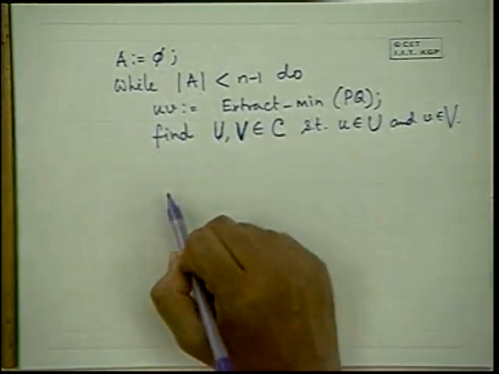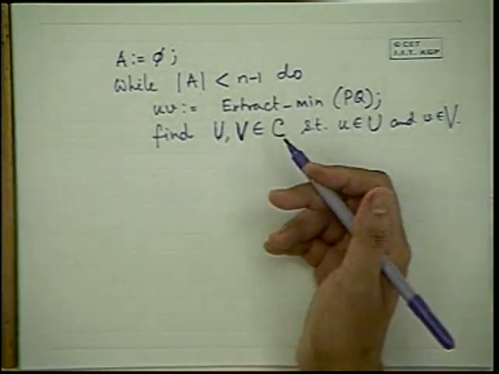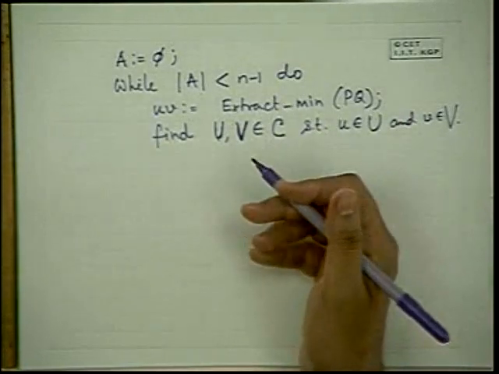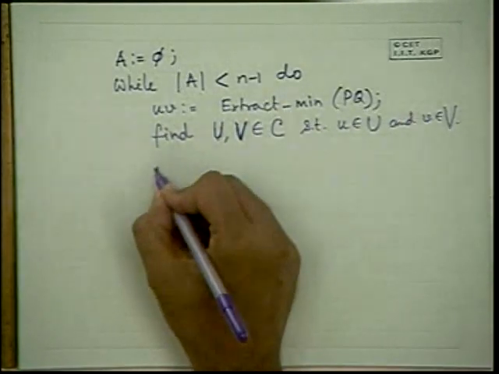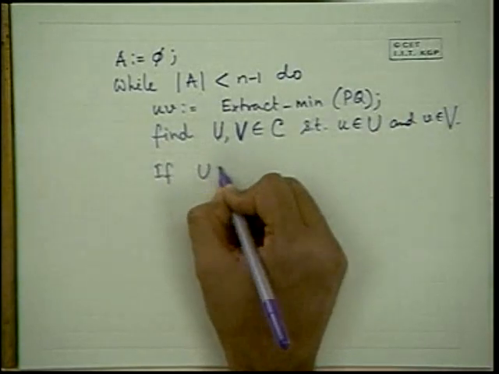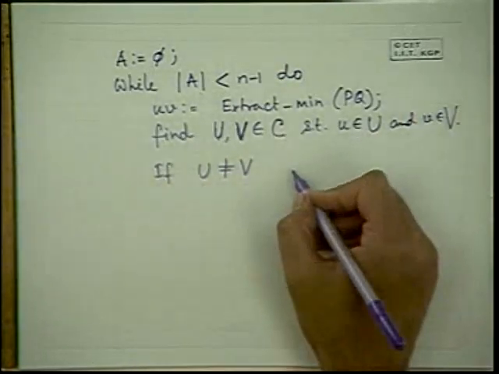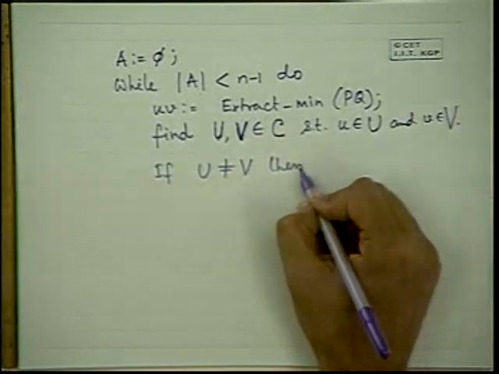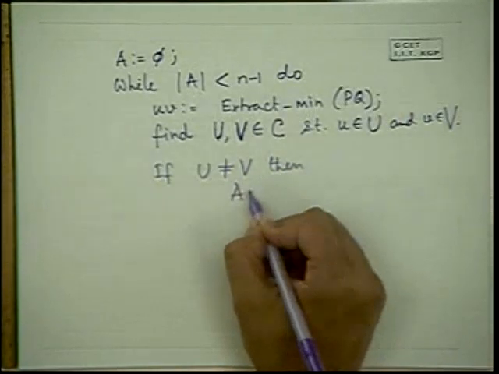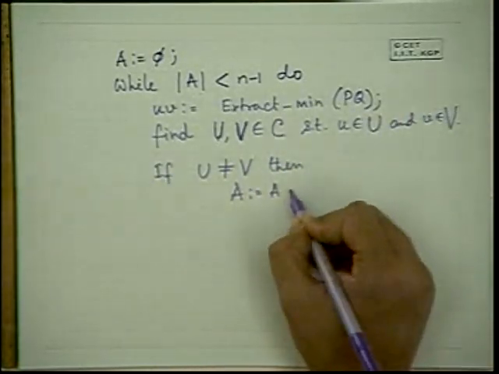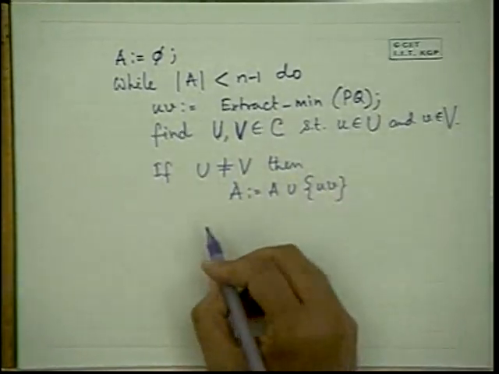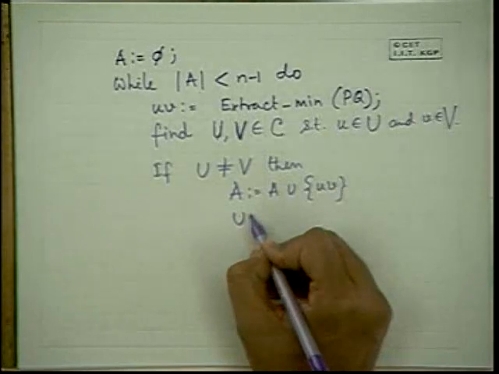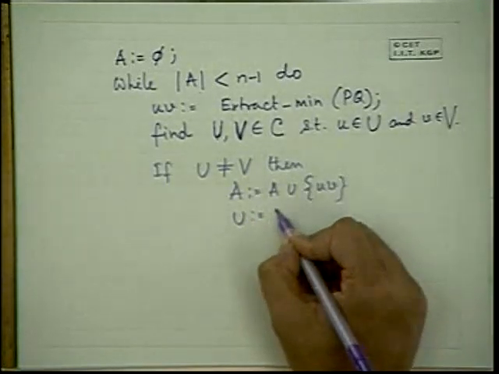Now you have to check whether U and V are the same set or not. If they are the same set, you discard this edge. If they are not, you include this edge. So just the next check. If U not equal to V, then A is equal to A union {u, v}.